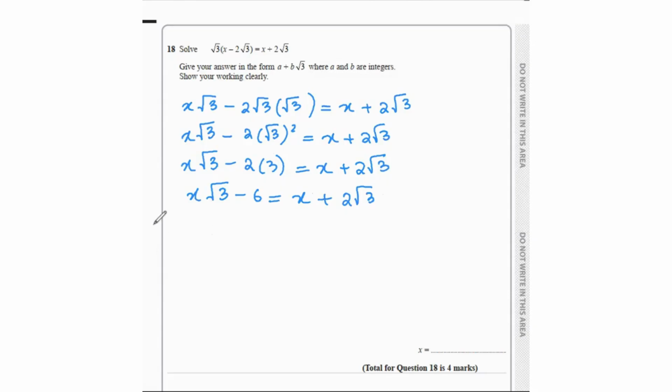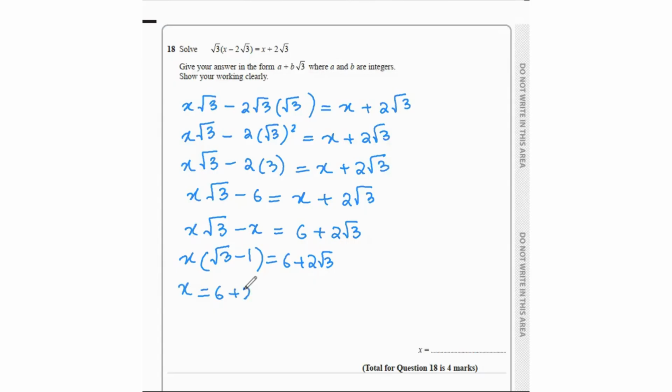Now we collect like terms on each side. So x root 3 minus x on one side and 6 plus 2 root 3 on the other side. Take x common. That's root 3 minus 1 equals 6 plus 2 root 3. X equals 6 plus 2 root 3 divided by root 3 minus 1. They want the answer in the form of a plus b root 3, which means we need to rationalize the denominator now. So in this question, you're learning two things: expanding brackets with surds, and now rationalizing the denominator.